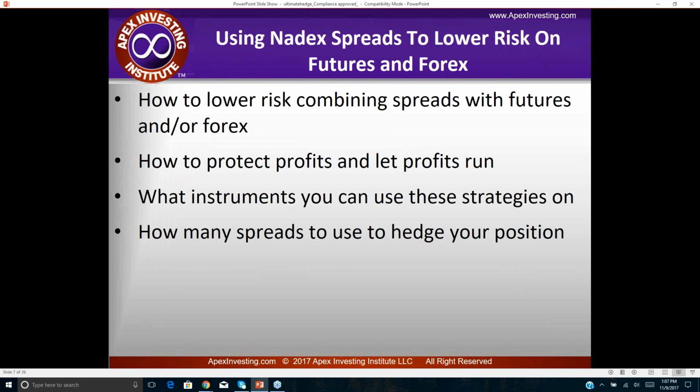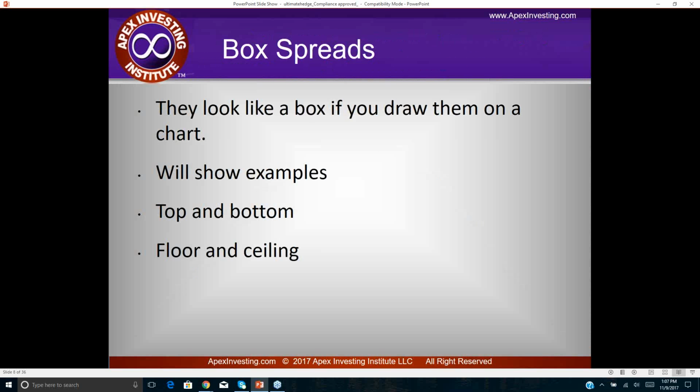So we're going to talk about how to combine spreads with futures or forex, how to protect your profits, but also let your profits run. And we'll talk a little bit about what instruments you can trade and how many spreads you need to hedge your position. So let's do a quick jet tour of the basics of Nadex spreads, okay?